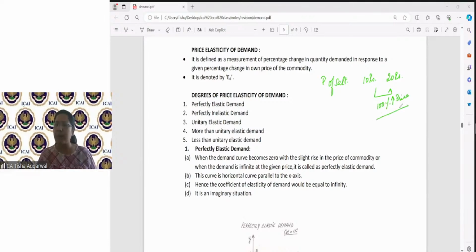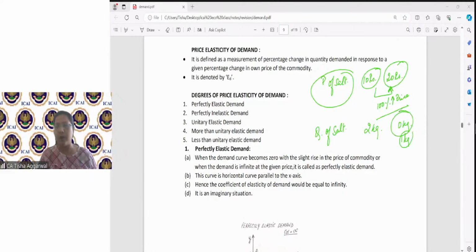Correct? Yes or no? The price of salt went from 10 rupees to 20 rupees. That means there was a 100% increase in price. Too much? So can I reduce the quantity of salt from 2 kg directly to maybe 0 kg, or maybe just 1 kg? No, I will not. There are 2, 3 factors related to it.